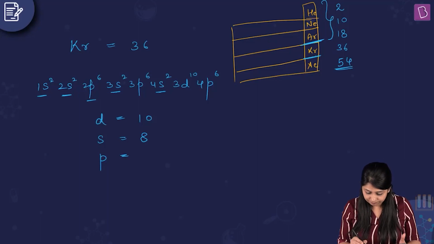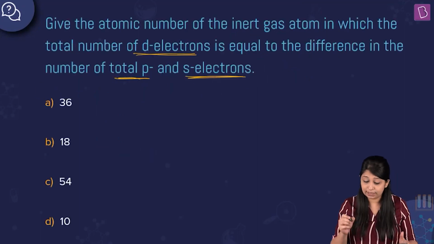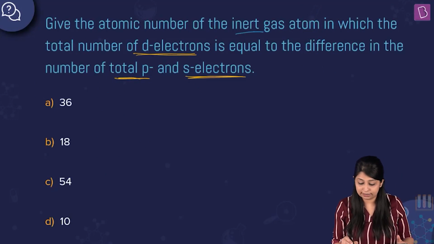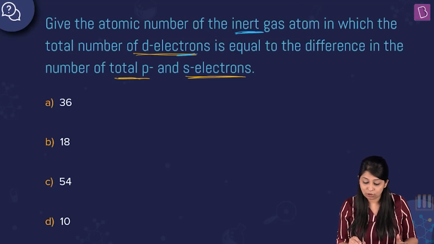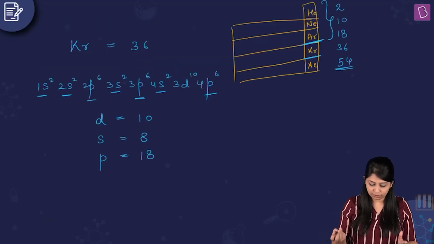That is 6 plus 6, 12, plus 6, 18. Okay, what do we need to find? We need to find the atomic number of the inert gas in which the d electrons is equal to the difference in the number of p and s electrons.